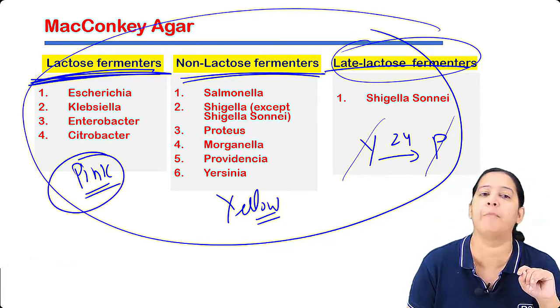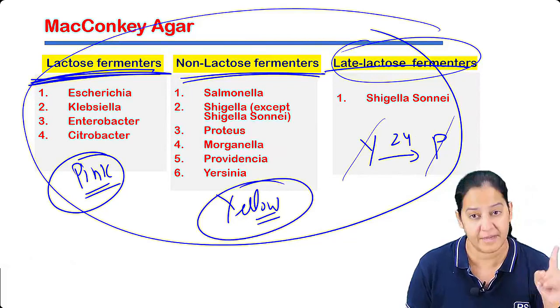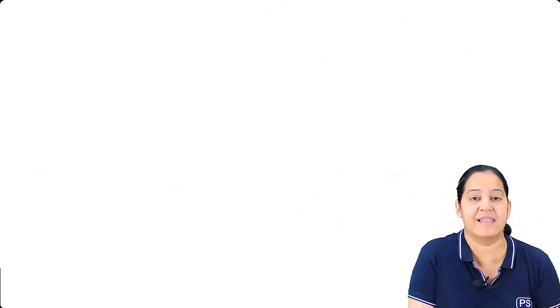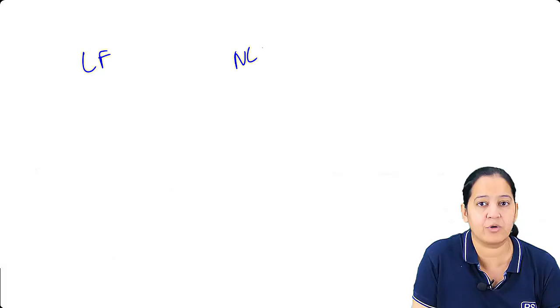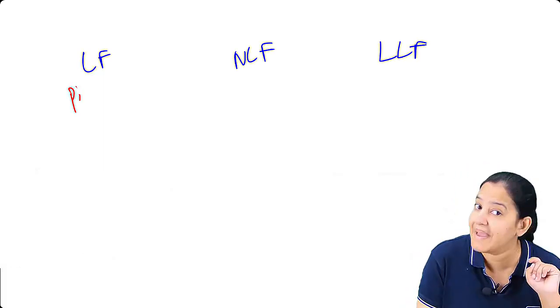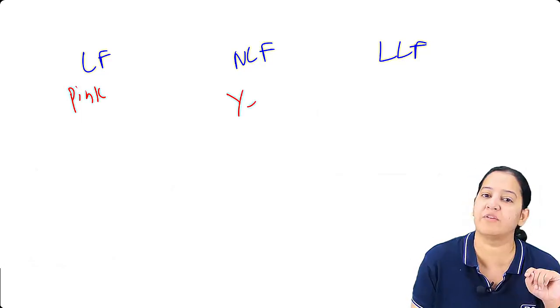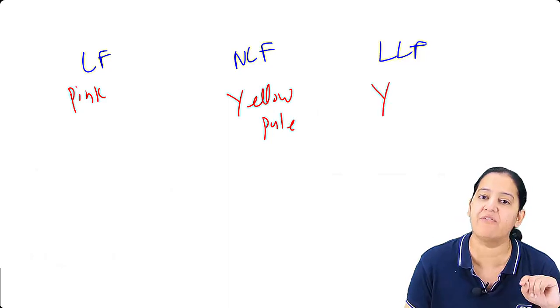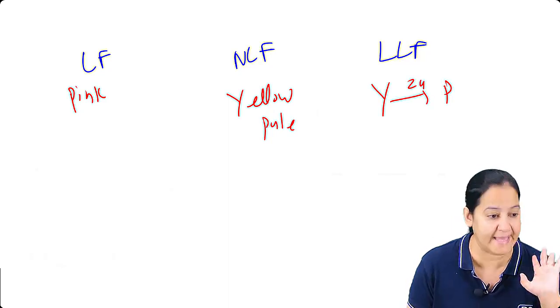Some directly form pink, some directly form yellow, but these initially form yellow and then convert to pink. How many of you got it? There are three categories: lactose fermenter, non-lactose fermenter, late lactose fermenter. The lactose fermenter forms the pink colony, the non-lactose fermenter forms the yellow or pale colony, and the late lactose fermenter converts from yellow to pink in 24 hours. Say yes, give me a thumbs up.